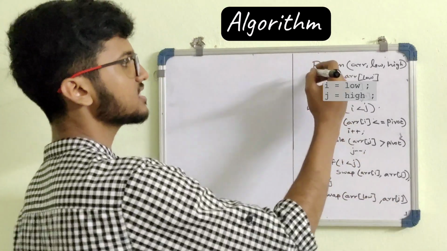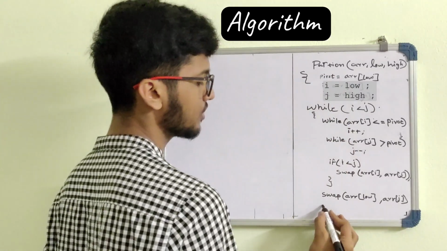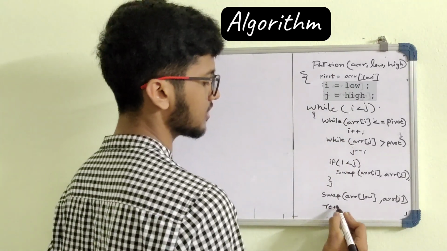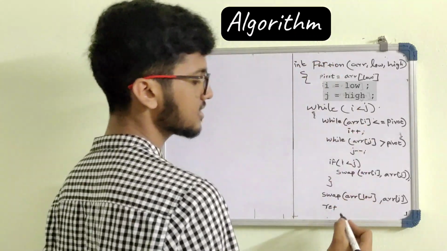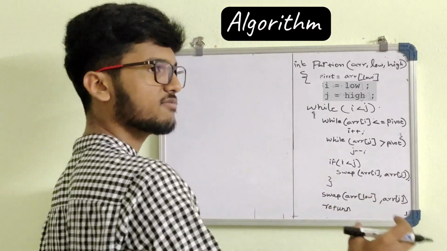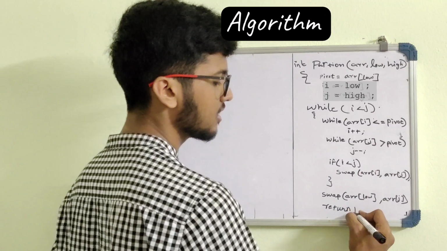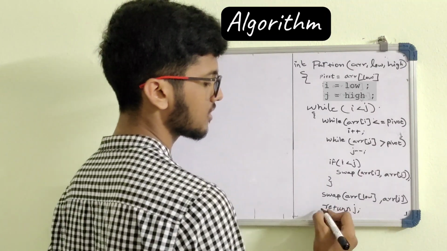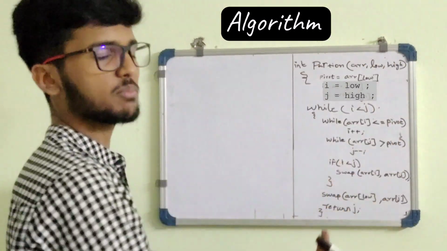After swapping, this partition method is going to return an int. So this returns the partition index. Partition index is nothing but where we have placed this pivot element. So we placed this pivot element at j, right? We are going to return j. So this is the whole responsibility of this partition method.